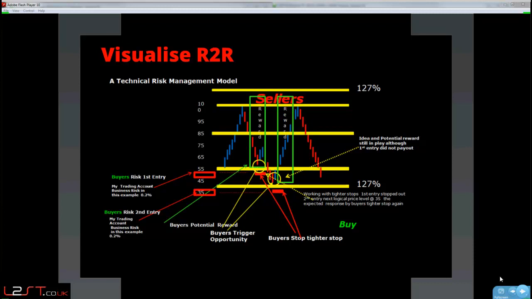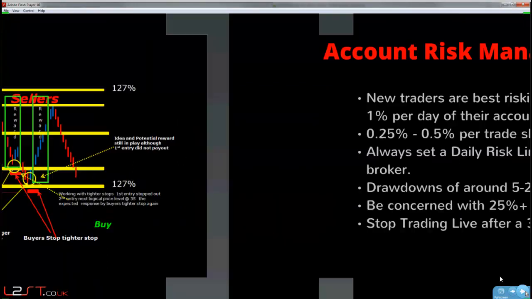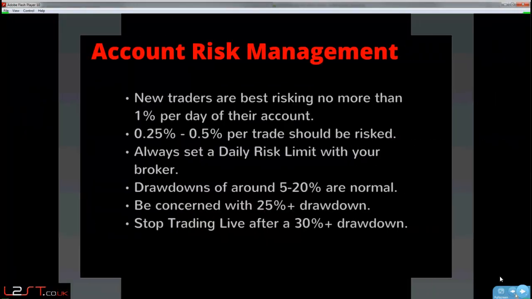Okay. Now, there are other ways to manage this, which I'll cover tomorrow, but the other way is, as I said before, you could buy one here, buy another one here, and then scale in. Right. But visualize it before it happens.